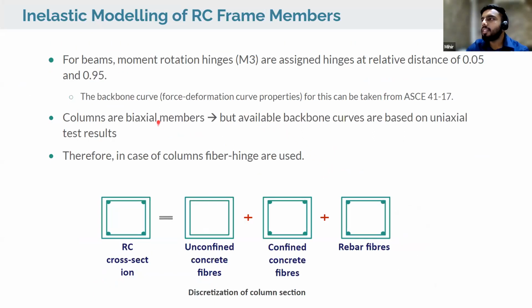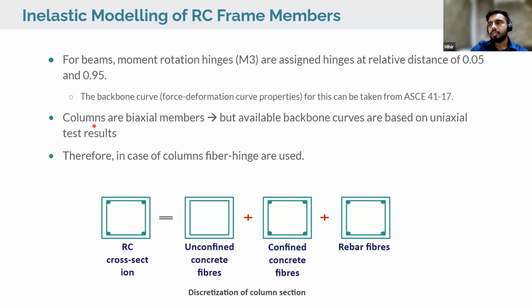Now, what type of hinges do we need to assign to the beam and column? For the inelastic modeling of RC frame members, for beams, moment-rotation hinges, that is M3, are used. We had the backbone curve of the moment and the rotation. The moment corresponds to M3 and the rotation that is observed. These hinges are assigned at relative distances of 0.05 and 0.95 for today's model. These distances can vary, and you can also give other distances. Then the backbone curve for force-deformation curve properties can be taken from ASCE 41-17. Whatever backbone curve we are using, we need to ensure it is properly considered for the analysis.